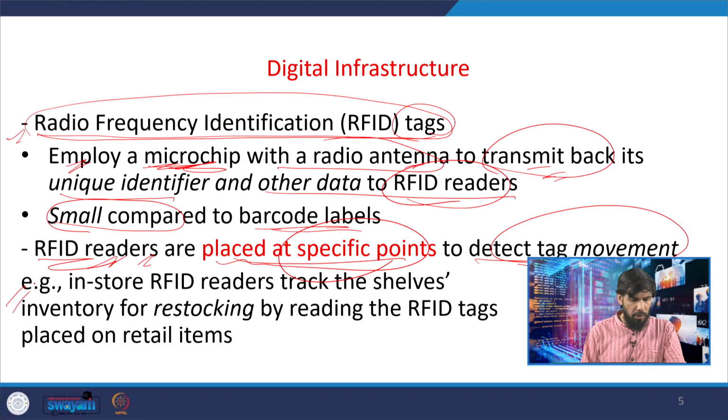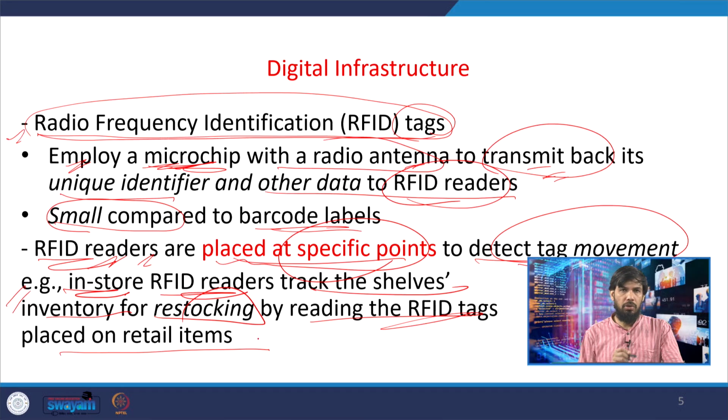An example of this is in-store RFID readers tracking the shelf inventory for restocking by reading the RFID tags placed on retail items, right. So this is another use case: in your retail store shelves you can track the stock levels, and when a threshold is reached, a signal can be raised. Because RFID readers can read the RFID tags from a distance, restocking can be checked. So this is another use case for RFID tags and readers.